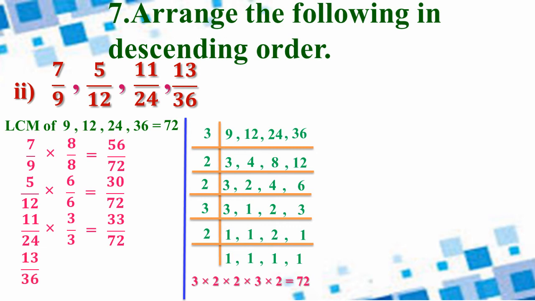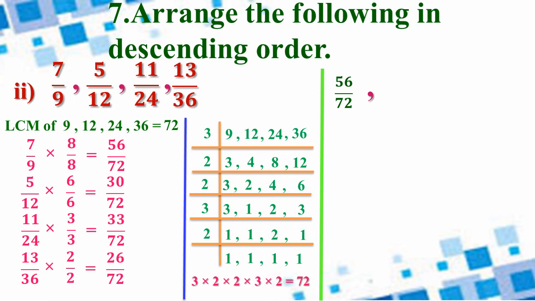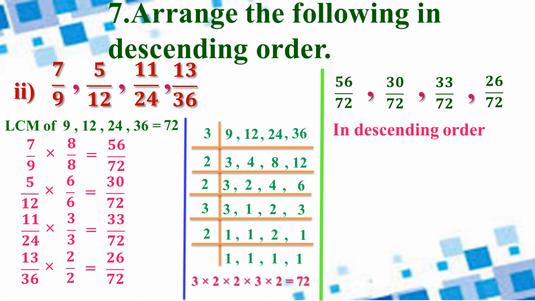Next, 13 by 36: multiply with 2, so we get 26 by 72. So the fractions 56 by 72, 30 by 72, 33 by 72 and 26 by 72 are like fractions. Let us write the descending order. We already know descending order means to arrange the fractions from largest to smallest.